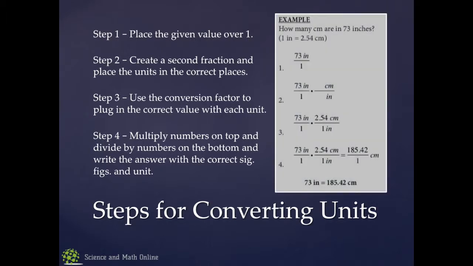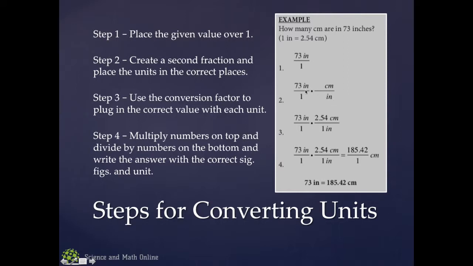Okay. So for example, let's look at this example. How many centimeters are in 73 inches? So somebody is 6'1", 73 inches tall. How many centimeters are there? So you take your given, 73 inches, put it over 1. Then we're going to put our units in the right place. By that I mean this unit that's here is going to go down here because it's going to cancel each other out. So think about it.